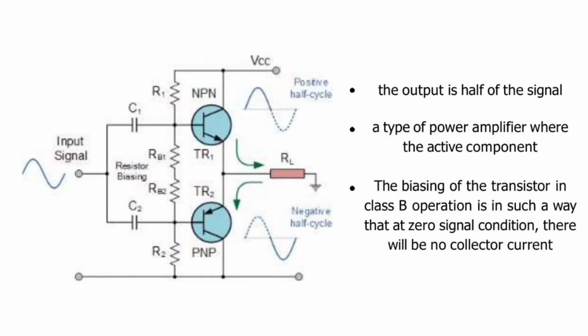In Class B amplifier, the output is half of the signal. This is because Class B amplifier is a type of power amplifier where the active component, which is the transistor, only operates for a half cycle of the input signal. The biasing of the transistor in Class B operation is such that in a zero signal condition, there will be no collector current. The operating point is meant to be at collector cut-off voltage. This means only the positive half cycle with a conduction angle of 180 degrees is amplified at the output.